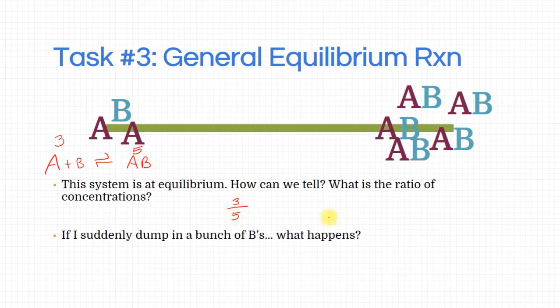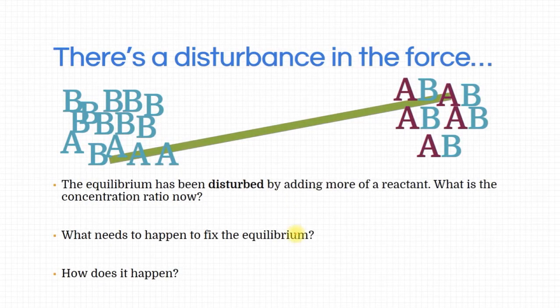Now, what if I mess it up? What if I put in a whole bunch of extra B's? So that's going to look like this. This is no longer a balanced equilibrium. Now we've messed it up. That's called a disturbance. We disturbed the equilibrium by adding reactant. So now we have a whole bunch of reactants, 2, 3, 4, 5, 6, 7, 8, 9, 10, 11, 12, 13, 14, like 14 reactants, and still only the 5 products. This is the very instant that I drop in all this B.